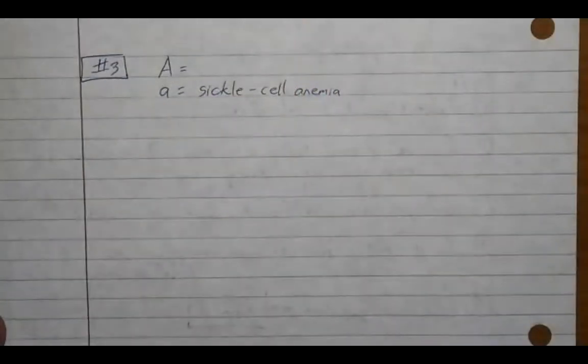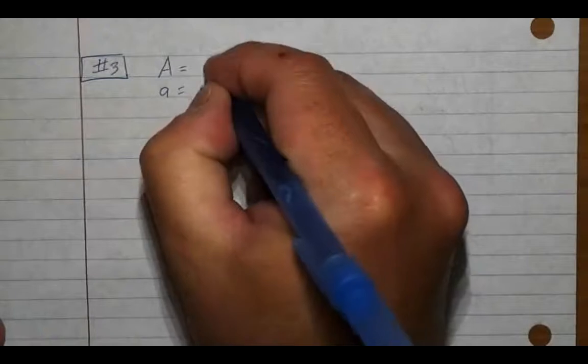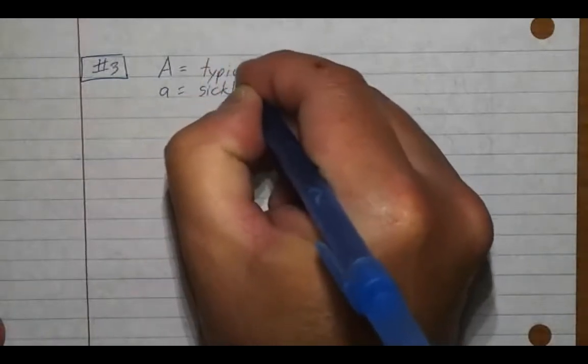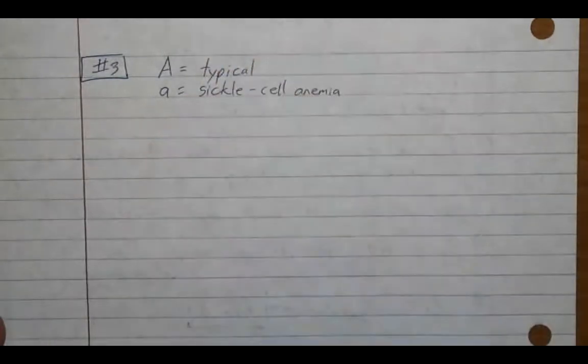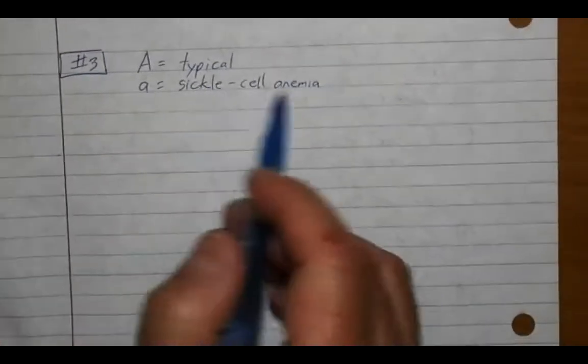But it didn't say anything about what the dominant was. Why? Because dominant is basically you don't have it. What we use for that when you don't have a disease is we say that's the typical. We used to say normal, but there really is no normal anymore, so we say typical. Okay, so typical is dominant, sickle cell anemia is recessive. Okay, that's what I pulled out of that.